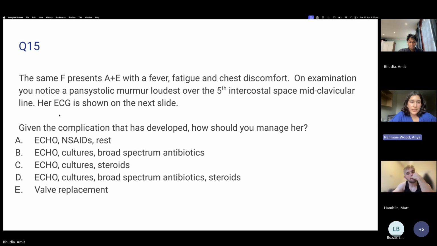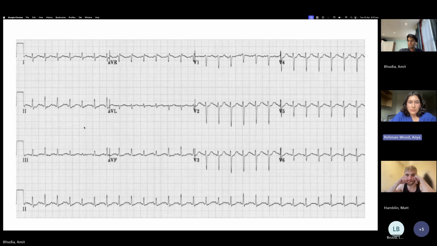So the same female presents to A&E with a fever, fatigue, and chest discomfort. On examination, you notice a pansystolic murmur loudest over the 5th intercostal space mid-clavicular line. Her ECG is shown on the next slide. So if we just see the ECG, I'll have to flick between, give you a minute to have a look at that.